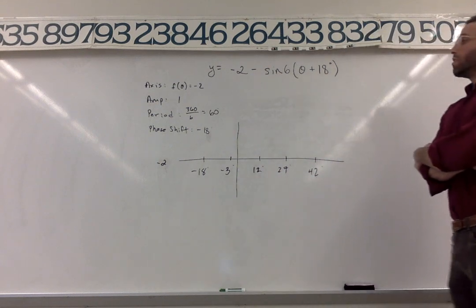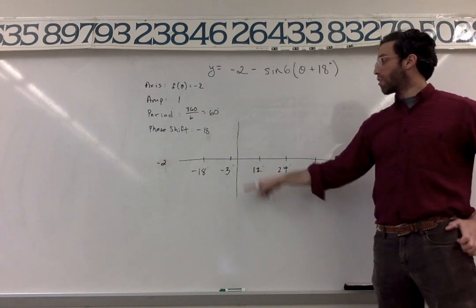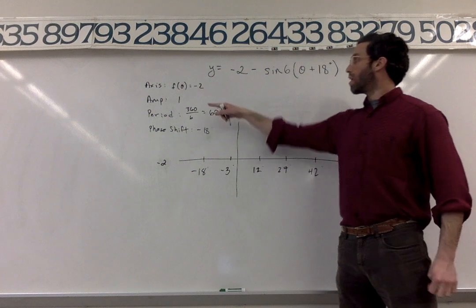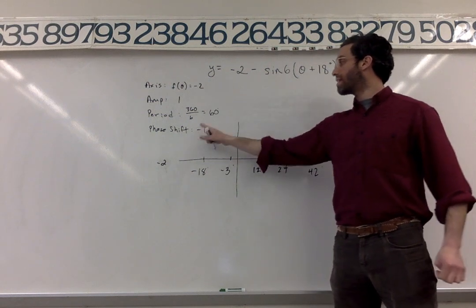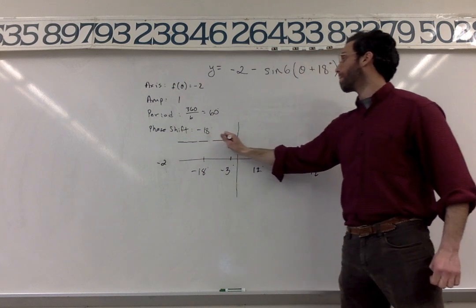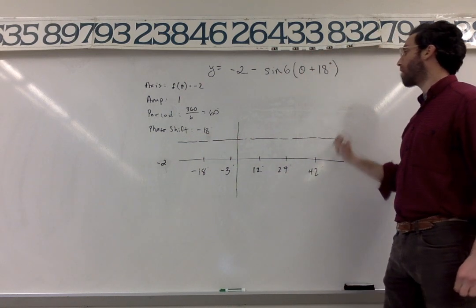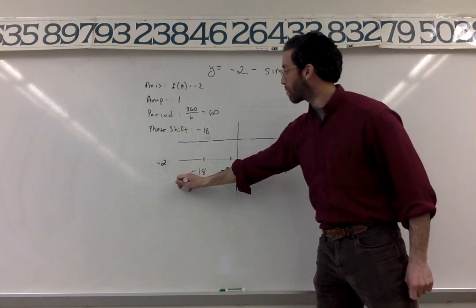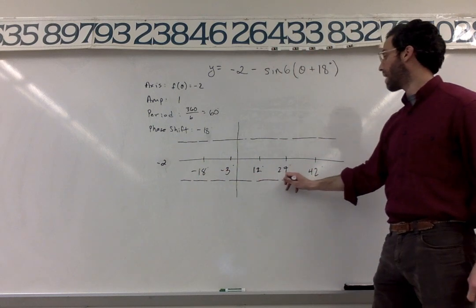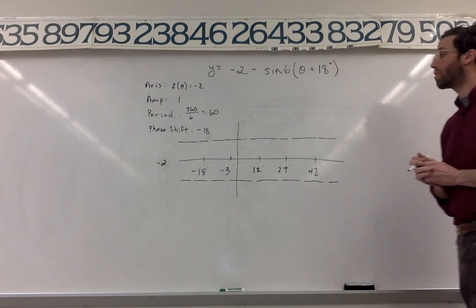All right? So here's our f of theta axis. Here's our theta axis, or actually our -2 axis. We're going to go up 1 from here and down 1 from here. And I do recommend drawing a dashed line where we've gone up 1 and a dashed line where we've gone down 1. Try to be consistent, equidistant from the axis, because the axis is the middle line after all.